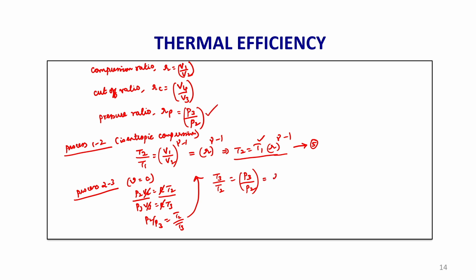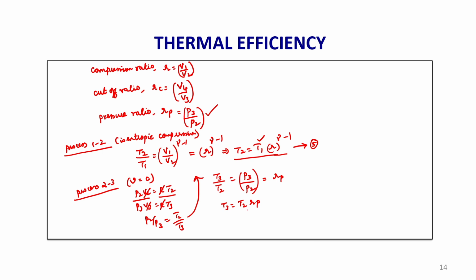This P3 by P2 is nothing but the pressure ratio, R suffix P. Now T3 is equal to the product of T2 into the pressure ratio. Now I have expressed T3 in terms of T2, but my aim is to express T3 in terms of T1, because I have expressed T2 in terms of T1. We could express everything in terms of T2 or other temperatures, but it should be consistently maintained.